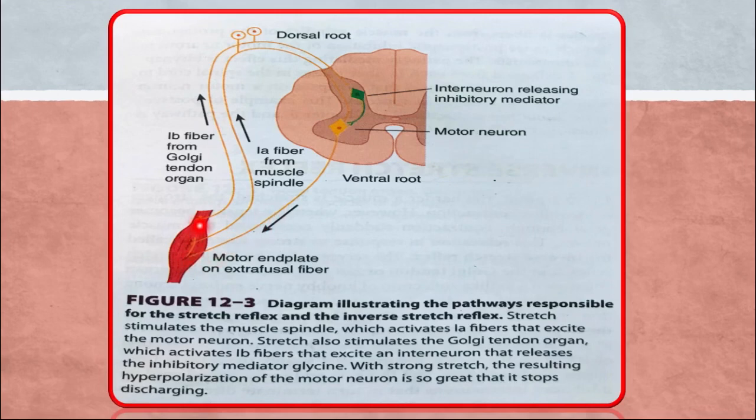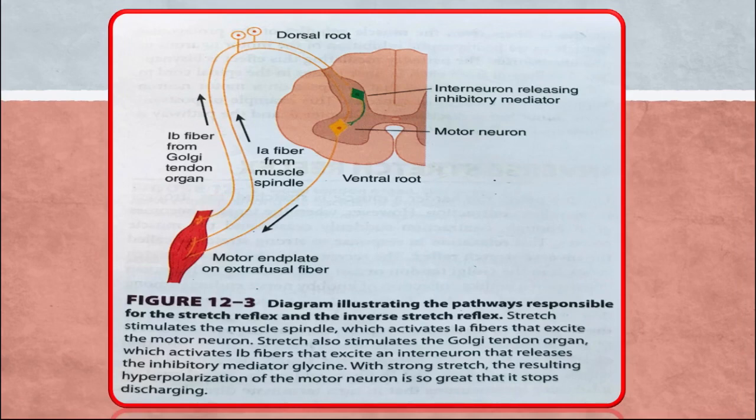But in the case of the inverse stretch reflex, these Golgi tendon organs are getting stimulated and their sensation is carried via 1B fiber. It doesn't directly end on the alpha motor neuron. It ends on the same alpha motor neuron via one more interneuron, that is an inhibitory interneuron releasing the inhibitory mediator. So the response will be generation of IPSP in this alpha motor neuron. That's why it will get relaxed, right?